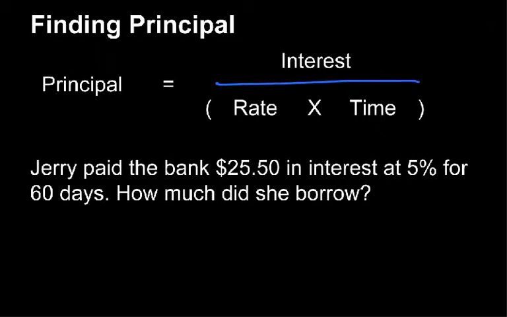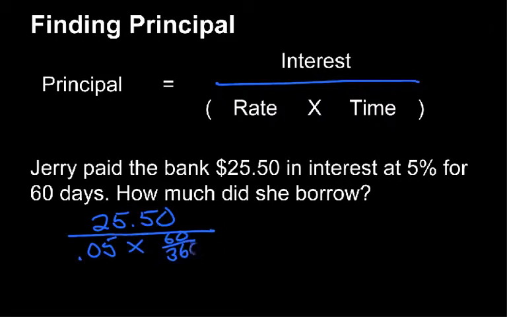So if we put these numbers in, we'd have $25.50, because it says Jerry paid the bank $25.50 in interest. So $25.50 divided by the rate 0.05 times the number of days, which would be 60 out of 360. Now you might notice that I used ordinary interest there. Unless it says exact, use ordinary.